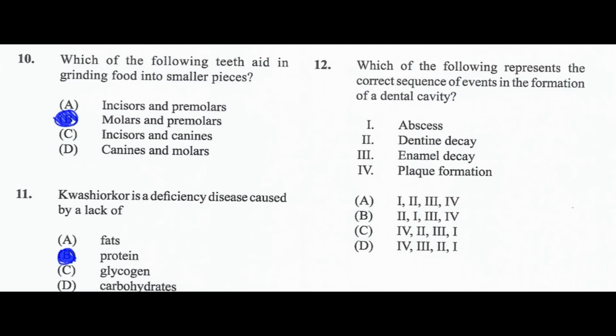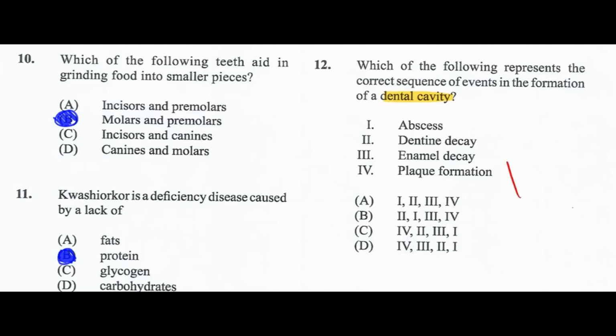Which of the following represents the correct sequence of events in the formation of a dental cavity? Alright, so first of all, a dental cavity is your regular old cavity. It forms a hole in your teeth getting all the way down to your pulp cavity where your nerves are, and that's why you feel a lot of pain. So you don't want your cavity to get that bad. First you have plaque formation. Then your enamel will decay, because that's the top layer of your teeth.